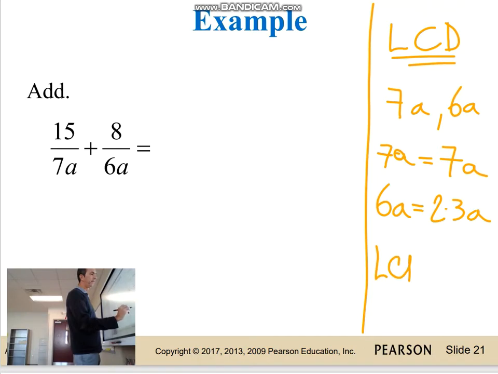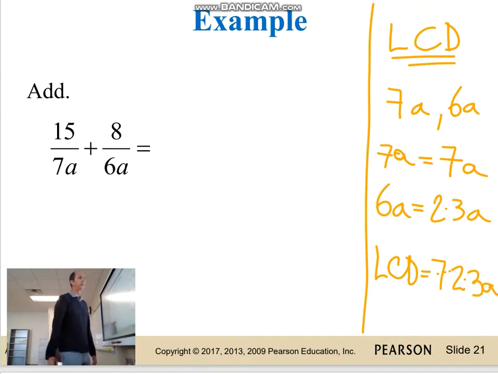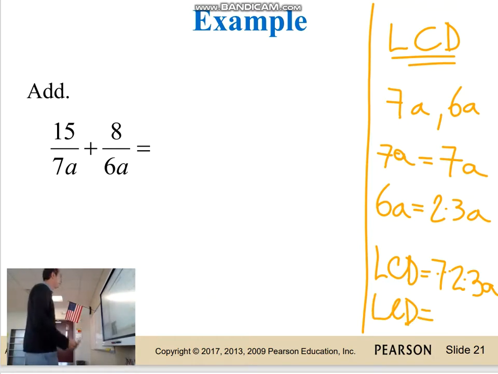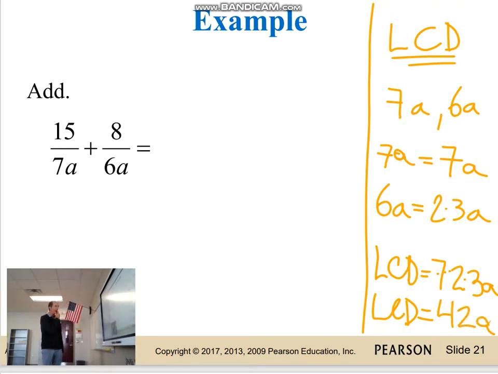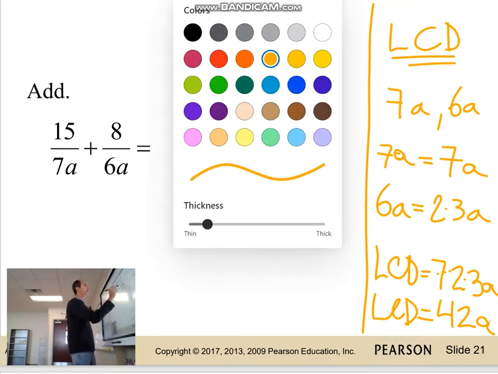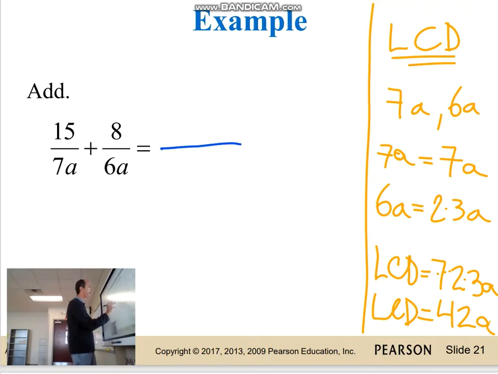Least common denominator, each unique factor: 7 is a unique factor, 2 is another unique factor, 3 is another, and a is another unique factor. The least common denominator is going to be 42a, right? So let's apply the least common denominator that we just found here.